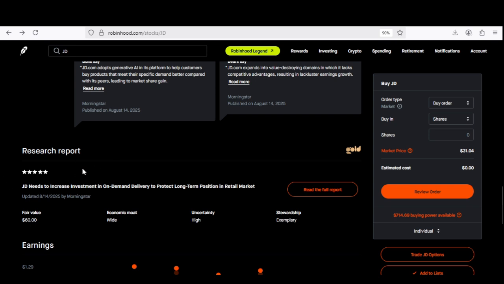Now, the other thing I really want you to pay attention to is the fair value. The fair value is sitting at $60. However, the current share price is at $31. So if the share price were to go back up now to $60, you'd pretty much double your money.